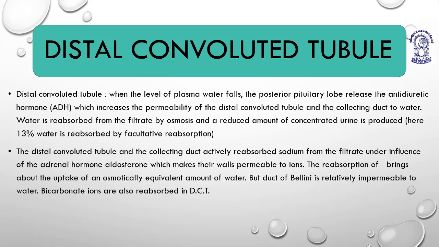We have discussed the process of glomerular filtration, different terminologies associated with glomerular filtration, that is net filtration pressure, renal plasma flow, filtration fraction, GFR. We also studied the factors affecting the glomerular filtration rate. We were on selective reabsorption. We discussed the reabsorption at the level of proximal convoluted tubule. And now we are going to talk about the distal convoluted tubule.